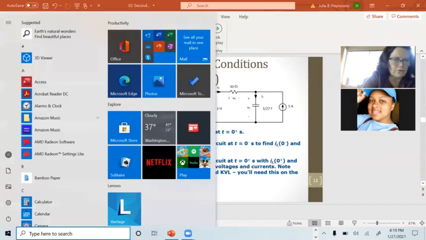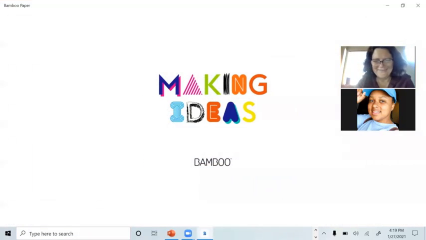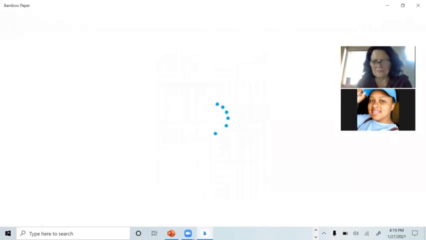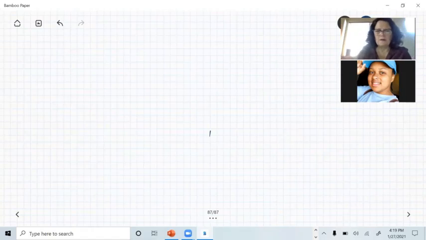So let's switch to bamboo paper. And touch it a couple of times and it'll open up. There it goes. You have to move, you guys, for a minute. Everybody lean up for a minute. Okay, and then lean back down. I want you about right there.